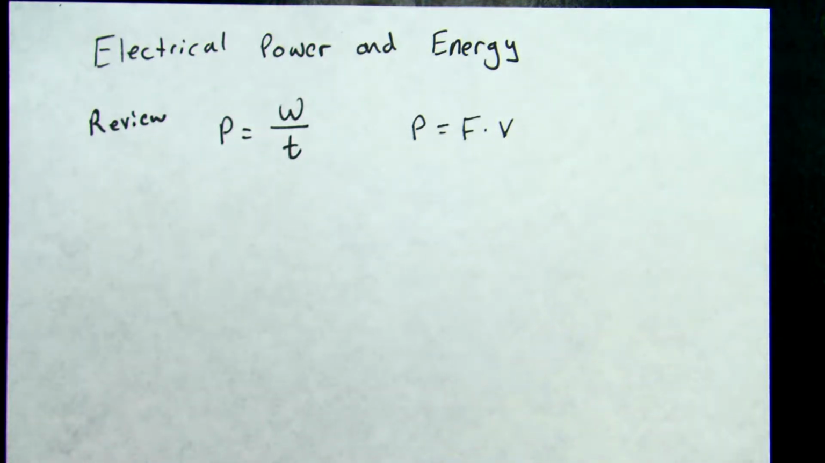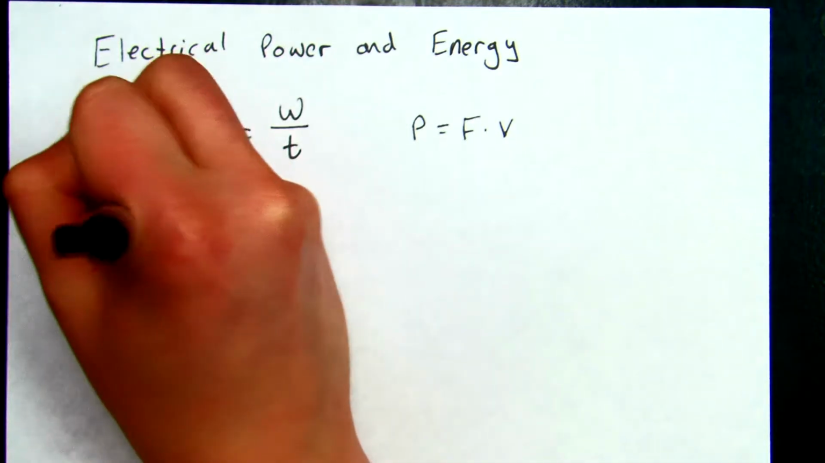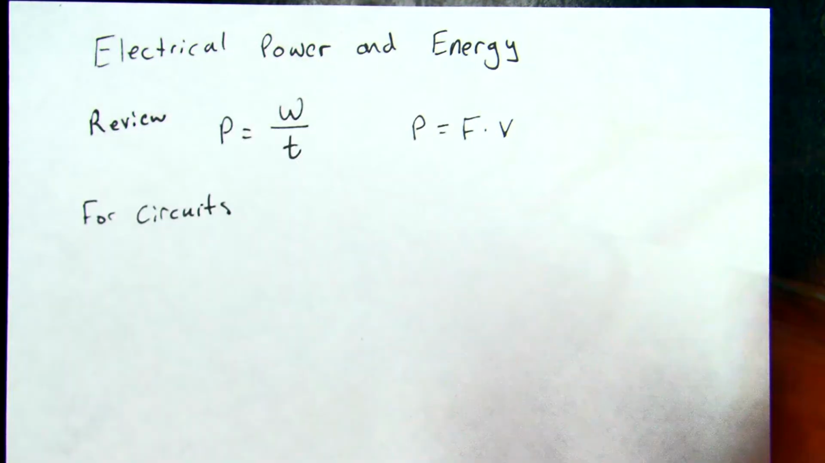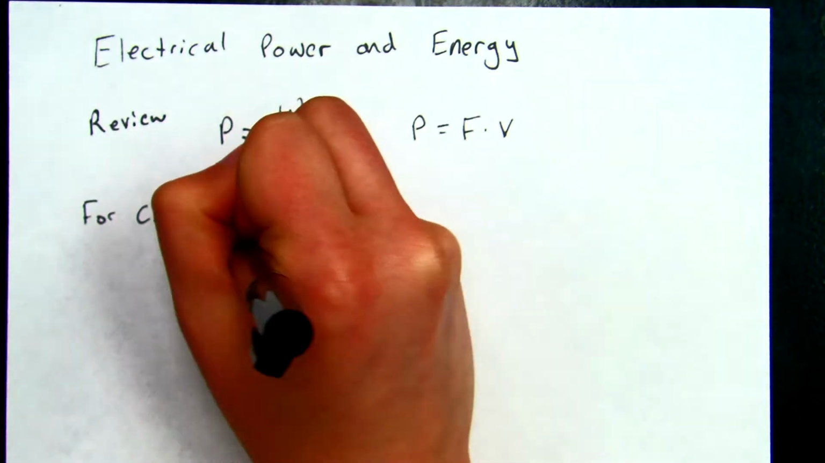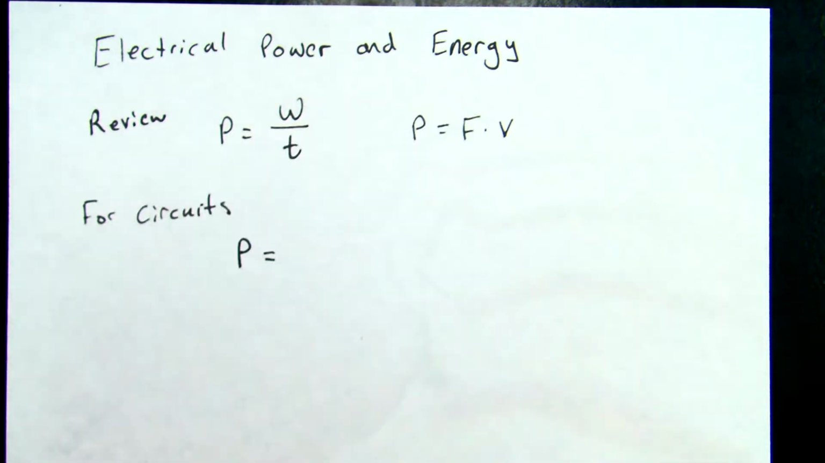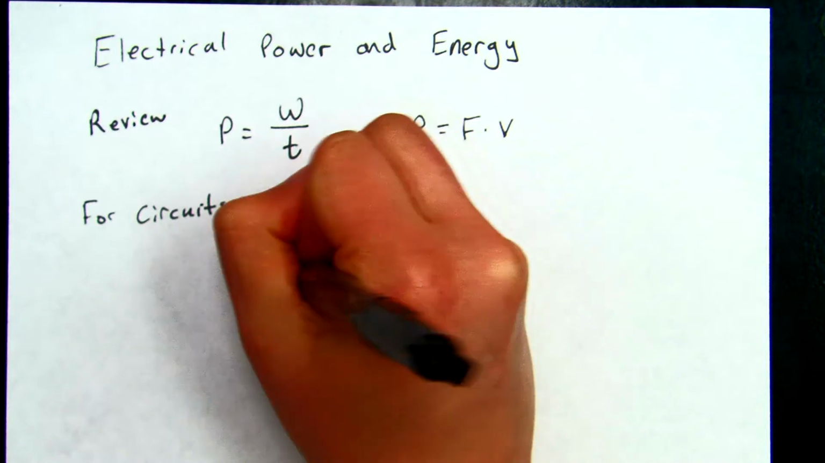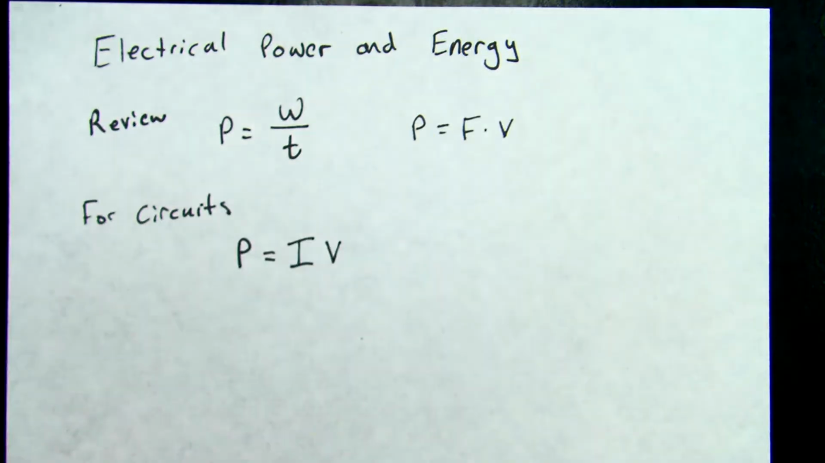You get a power bill each month, right? And that all has to do with electricity. So, for circuits, we define power. It's still the rate at which work is done, but we're going to define it in terms of current and voltage. And so this is going to be power equals our current, I, times our voltage, V.